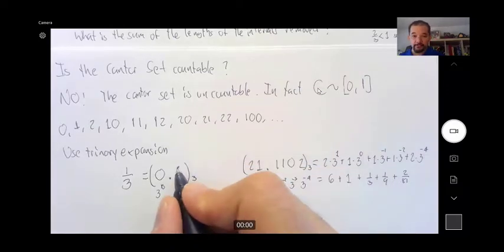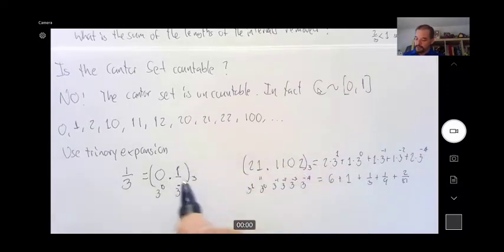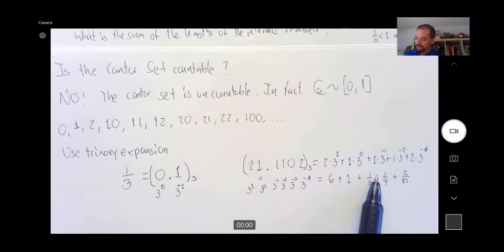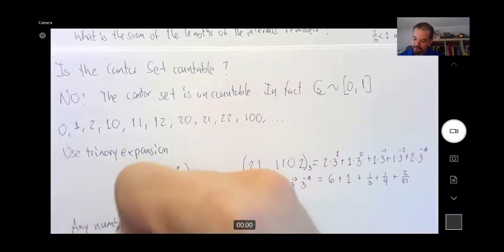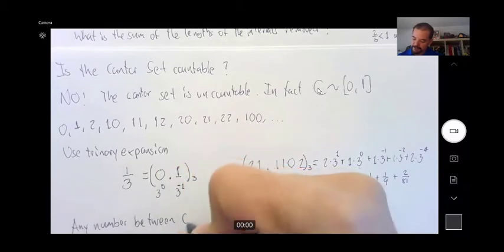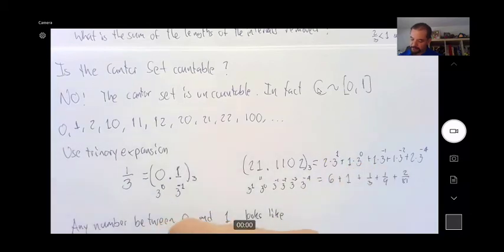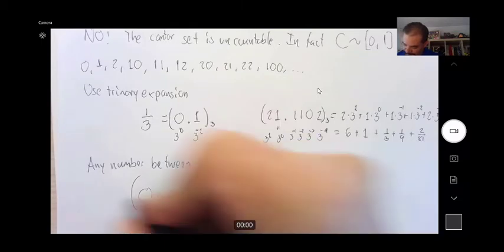This is not a decimal number. When you write numbers like this, what you mean is 1/10, right? 0.1 is just another name for 1/10. That's how the decimal expansions of numbers work. So if you think about it this way, you can write down any number between 0 and 1 as 0 point x1, x2, x3, x4, etc. That's the trinary expansion.